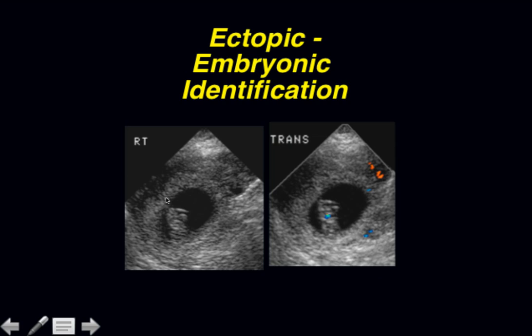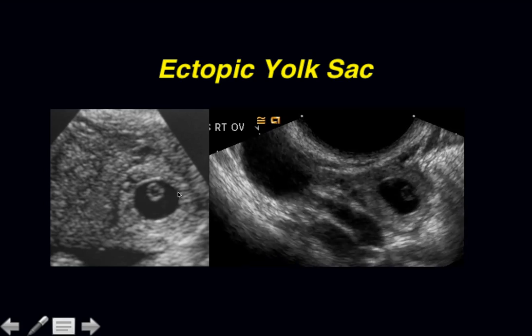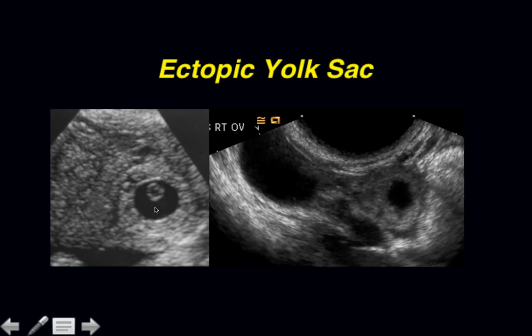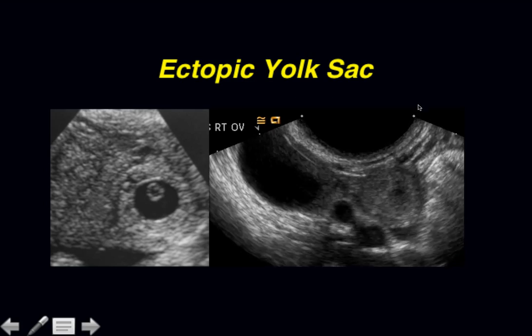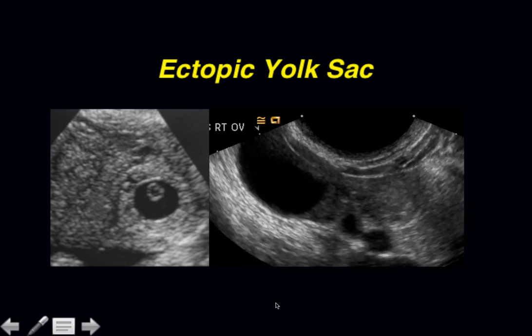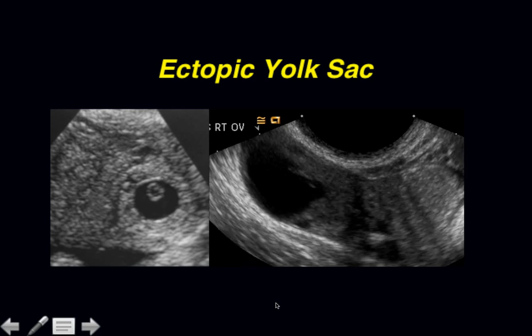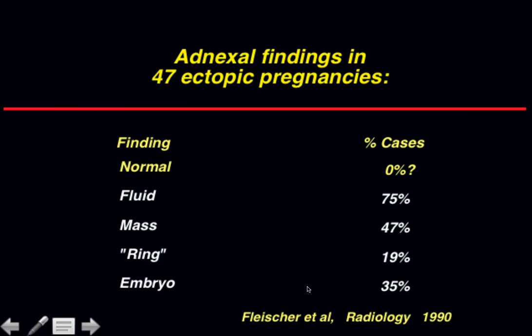So here we have a patient where we identify an adnexal embryo. We can see with color Doppler that it has a heartbeat. There is no question but that the patient has an ectopic pregnancy. Here's another patient where we can identify a yolk sac. An ectopic yolk sac is as good as an ectopic embryo with a heartbeat. There's a yolk sac. There's a yolk sac. Any embryonic structure that you can identify is proof positive that the patient has an ectopic pregnancy.